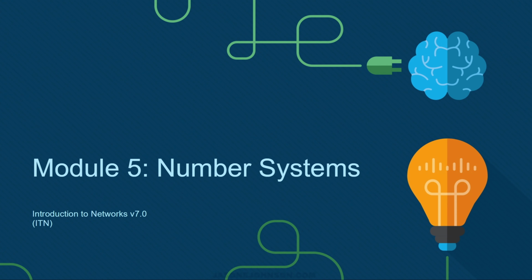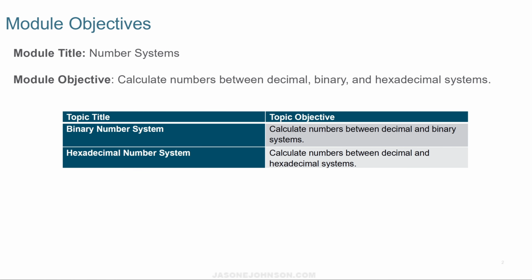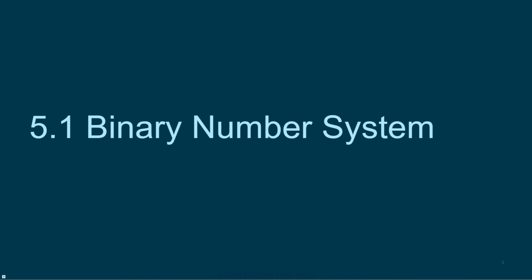This video is Module 5, Number Systems, for the Cisco Netacad Intro to Networking course. In this module, we're going to look at two objectives, the binary numbering system and the hexadecimal numbering system. First, we have the binary number system.